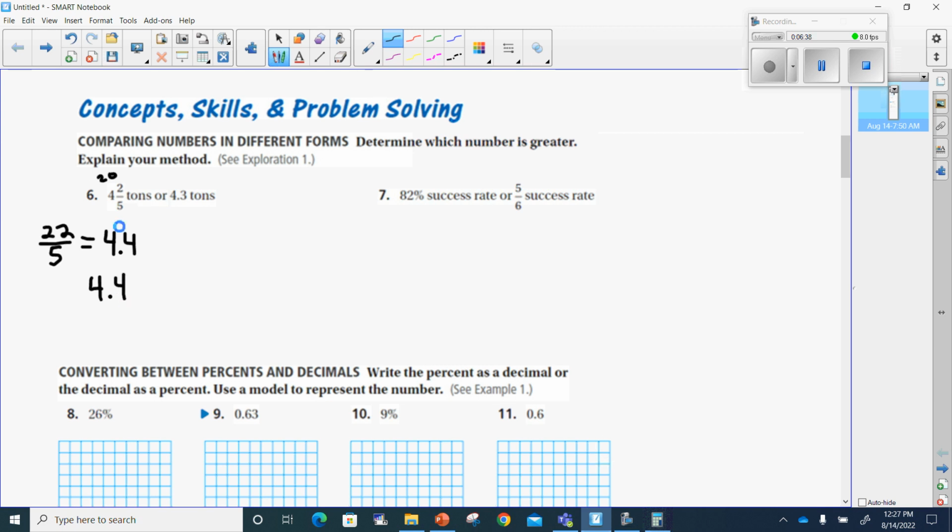And you can see either way, I'm going to get the same answer, whether I go around the world and make the numerator bigger, or I remember to bring the 4 in front as a whole number and just divide the numerator by the denominator in my fraction.